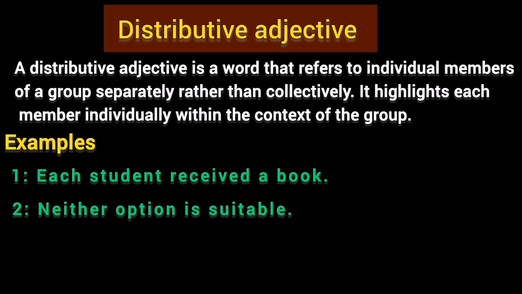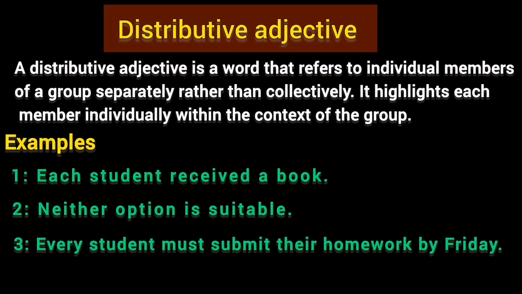Neither option is suitable. Look at this example. The word neither is a distributive adjective, because after this word a noun, option, is used. Actually, this sentence means that out of two options presented, not one of them is appropriate or acceptable. The adjective neither negates both alternatives. Imagine someone is presented with two job offers, but both have significant drawbacks. They might say, "Neither option is suitable," to convey that they do not prefer either of the job offers presented.